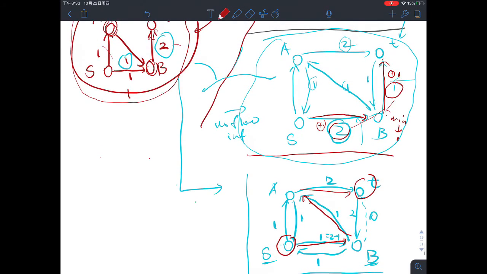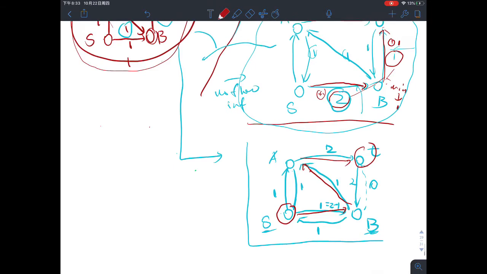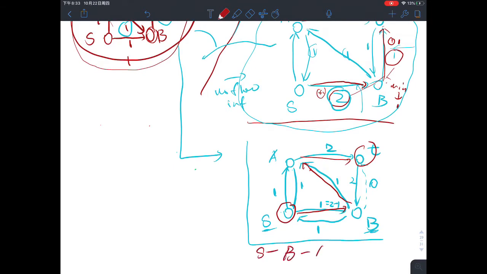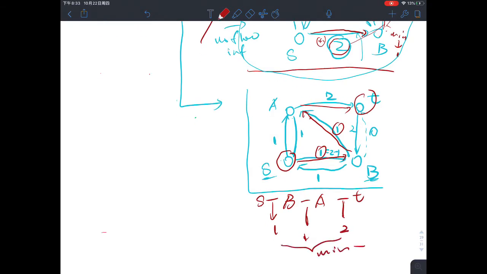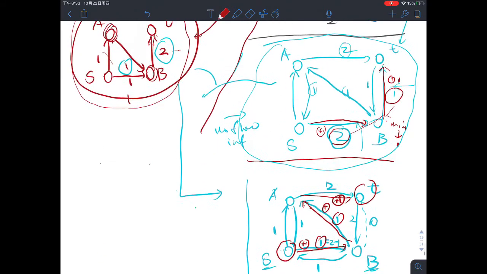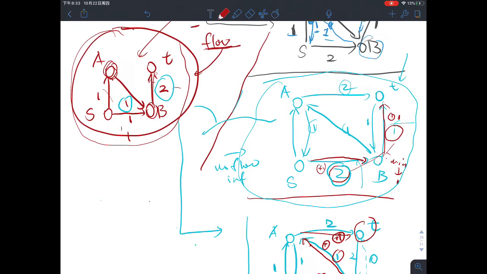So now, if I look at the longer path, it's S to B, B to A, A to T. The capacity of S to B is 1, B to A is also 1, and A to T is 2. We have been doing this multiple times. The bottleneck is 1, which means I want to add 1 unit of flow along the red path. When I add 1 unit of flow, I do the overlay, so let me change the color. I want to add 1 unit of flow from S to B, B to A, A to T: 1, 1, 1. Now let's do the consolidation.